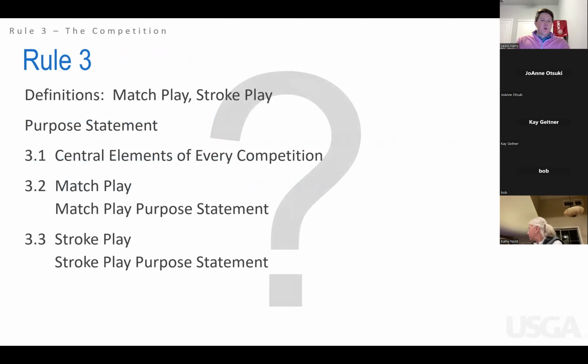And then there is just a short review of what we covered tonight: match play versus stroke play, the definitions, our purpose statements for each one, and then the 3 parts of Rule 3.